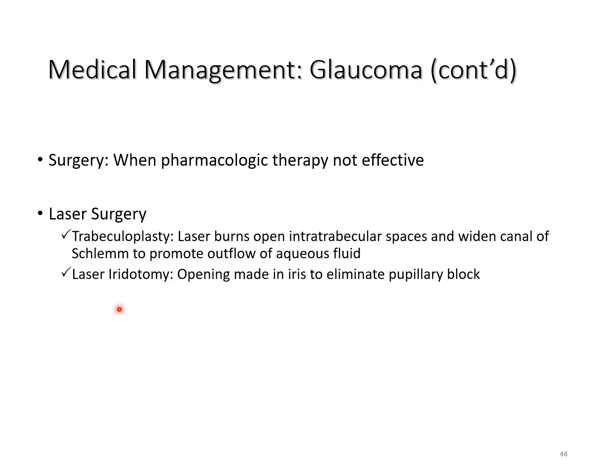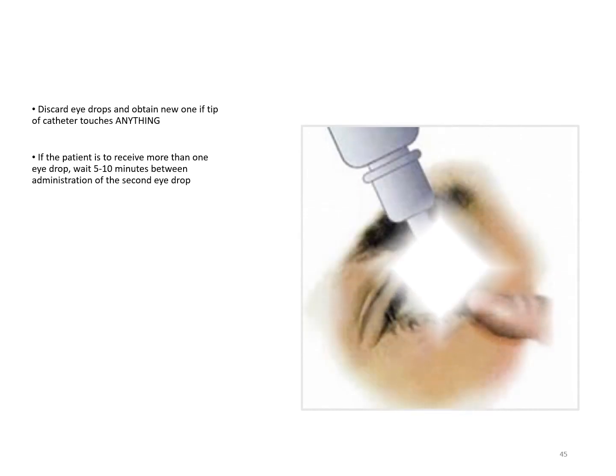They can also do what is known as a laser iridotomy. An opening is made in the iris to eliminate pupillary block. So this is related to angle closure glaucoma. So just know that these are out there. You should be able to know that they're coming under glaucoma if you see them. This is the slide that goes with the giving the eye drops.